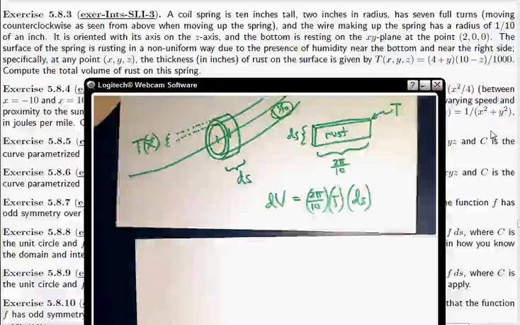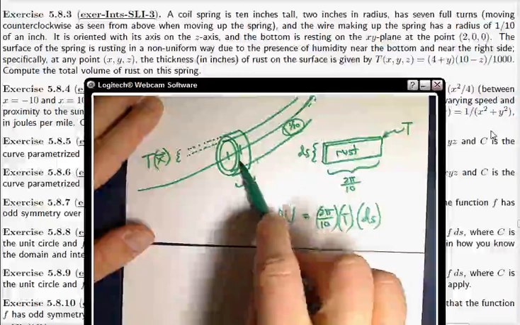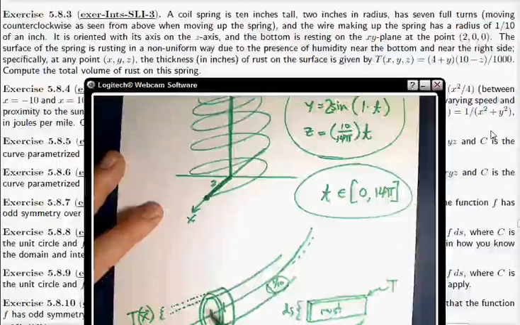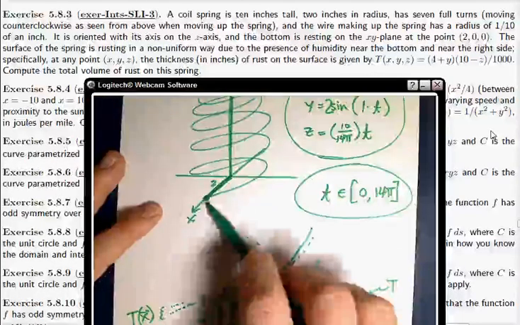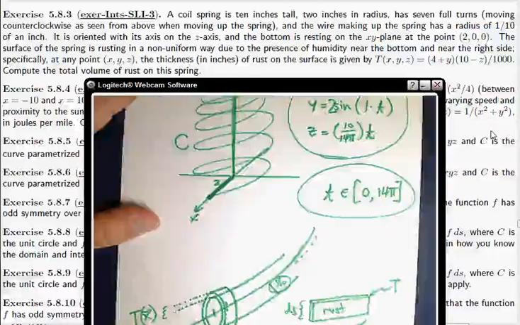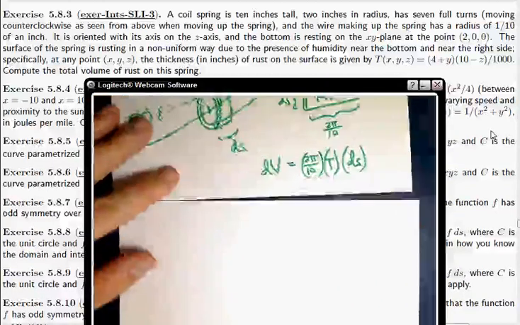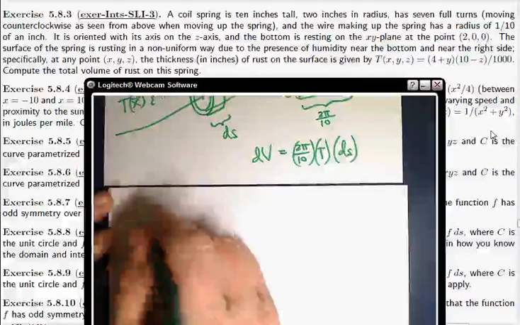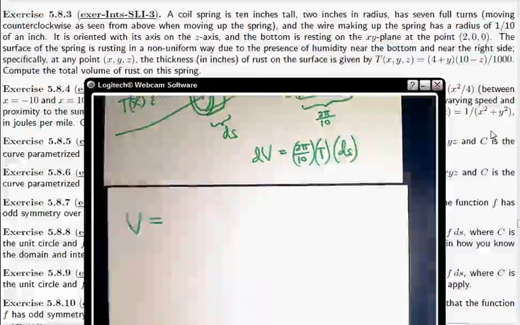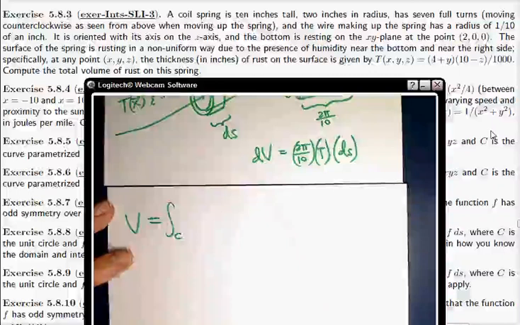So the whole idea is we're adding up. We want to know the total amount of rust. The little bits of rust that look like this are accumulating over the entire wire, going all the way around. So let's call that the total curve C. So altogether, the total volume of rust is we're going to add up over the entire curve these little slices of rust.